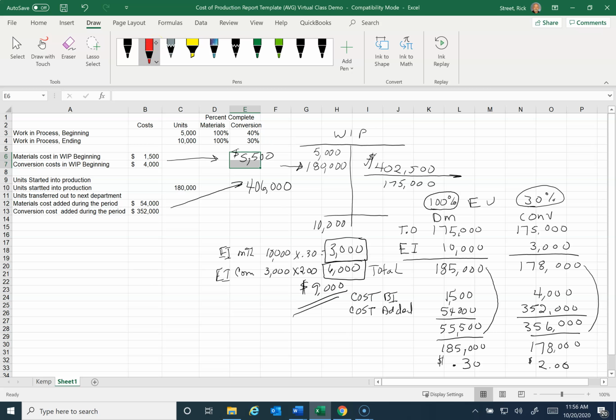Let's review here real quick. We evaluated our units. We calculated equivalent units. We applied costs to those equivalent units to get a cost per equivalent unit. And then we applied those costs to the ending inventory and the units transferred out. And as you look at the cost of production report, which we'll do now, we will see something very quick.